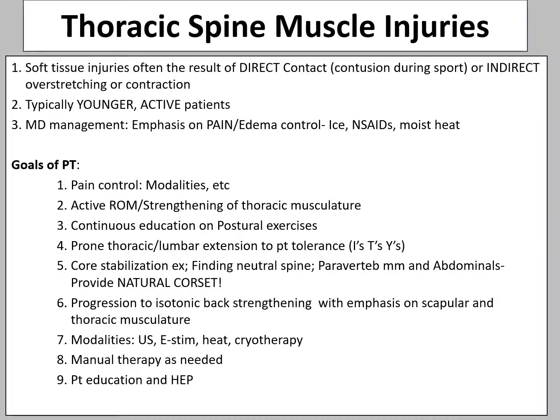Muscle injury to the muscles surrounding the thoracic spine can be a result of a direct contact, maybe a contusion during a sporting event, or indirect overstretching, rotation, where the muscle becomes contracted more as a protective mechanism of that area. We see it more often in our younger and active patients.